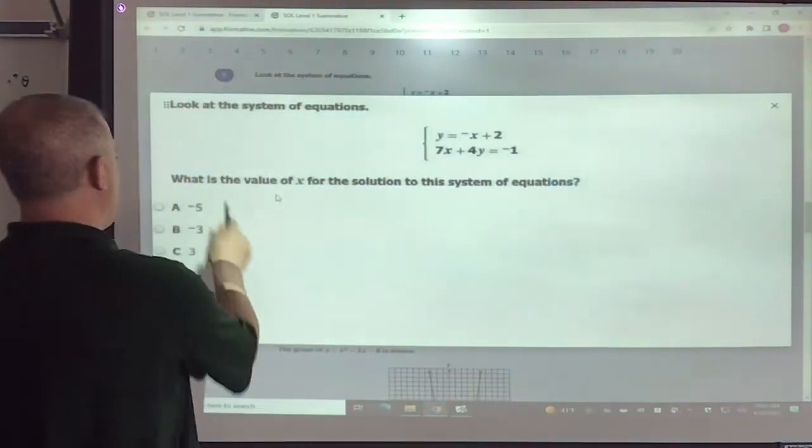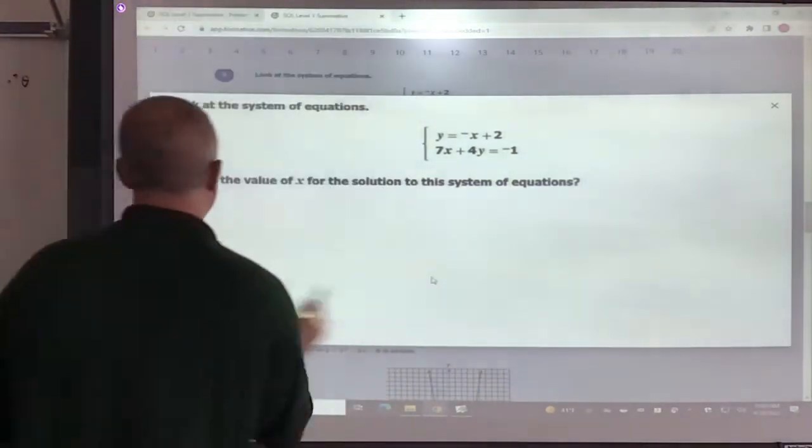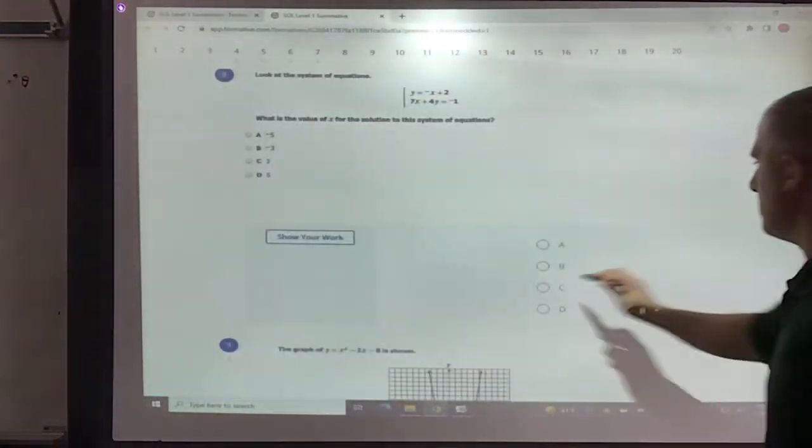So what do they want? They want the x value of the solution. So my solution, x value is -3, which would be answer B.